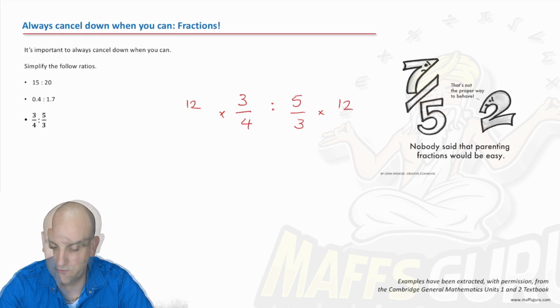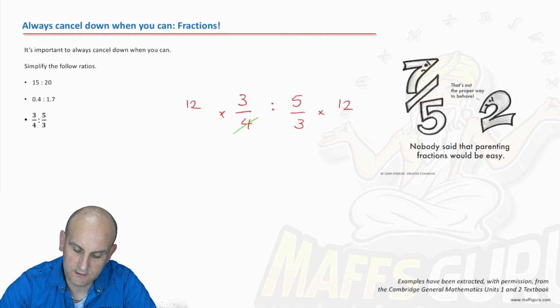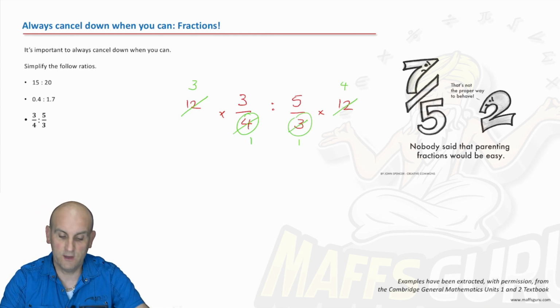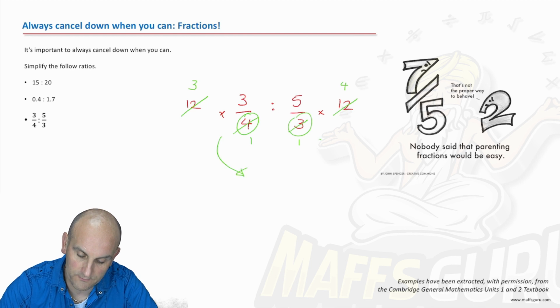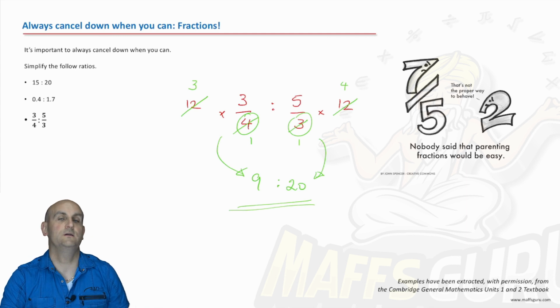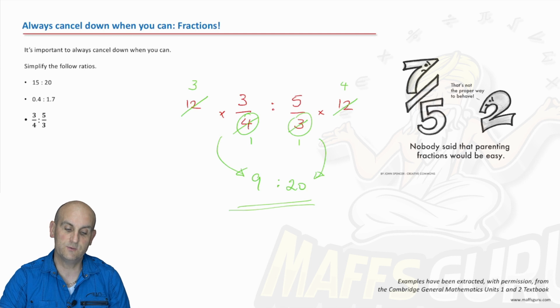But what do we notice happens now? Well, 4s go into there once and 4s go into there 3 times. And we know that 3s go into there once and 3s go into there 4 times. So we've turned the bottom numbers of my fractions into 1s, and all I need to do now is multiply the top numbers together. So I've got 3 times 3, which gives me 9, and then a colon, and 5 times 4 is 20, and lo and behold, there is my final ratio. Again, I can't simplify it any lower than 9 and 20 because nothing goes into 9 and 20.